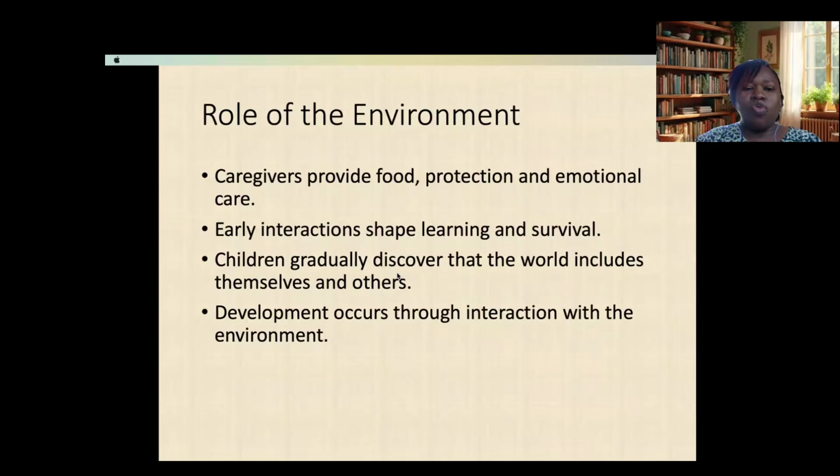So what is the role of the environment? For the caregivers, they are supposed to provide food, protection, and emotional care for the child. It is the responsibility of the carer, the adult, to provide food for a child, to provide protection, and to provide emotional care.